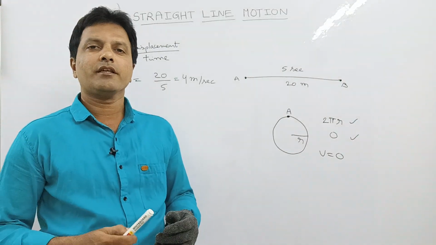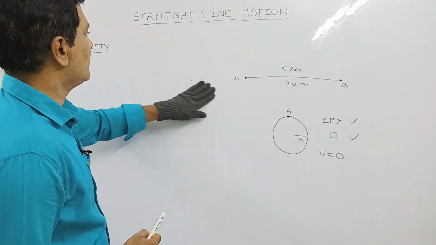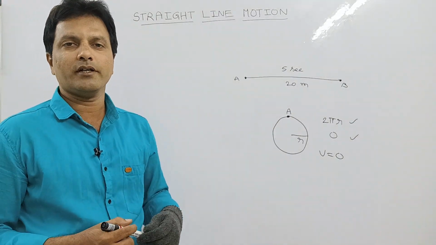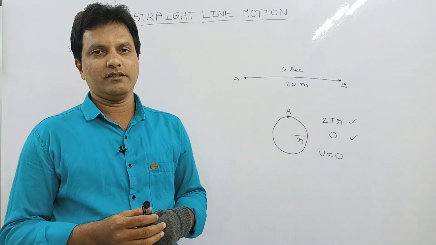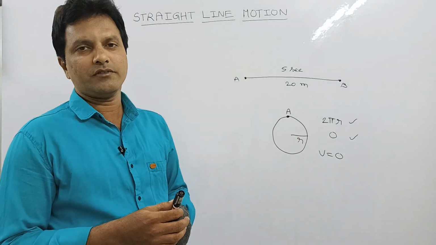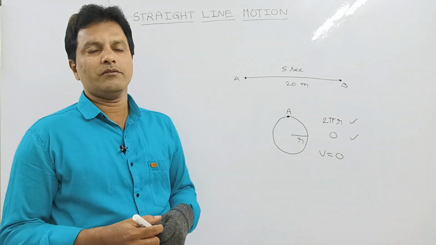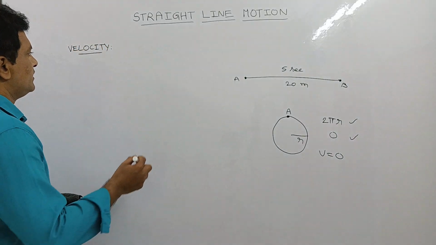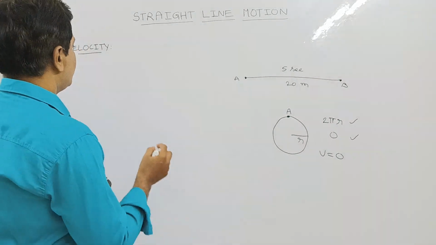Next, what is uniform velocity? If an object is traveling from one point to another point, and it is covering equal distances in equal intervals of time, that is called uniform velocity, and we say the object is moving with uniform velocity. Here listen, equal distances in equal intervals of time.